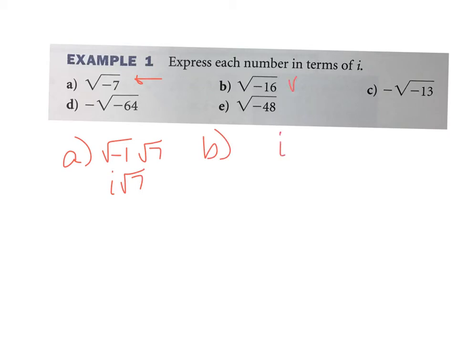So part B, square root of -16, take the i out first. That makes it positive inside. Square root of 16 is 4i. C, there's a negative sign outside. That's got to stay. If I take the i out, it makes the square root positive. And I can't break down 13, so I'll just stop at 13.